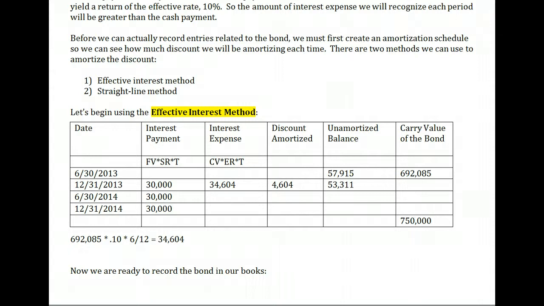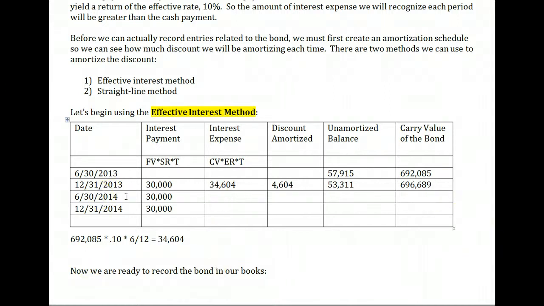So when we get to the end of that 5-year period, the carrying value of this bond will be $750,000 because that's the amount we physically have to repay to our investors. We have to write a check for $750,000 at the end of the bond's life. So the only way that we can go from 692 to 750 is to increase the value here. So we're going to take that 692,085 and add the 4,604 to it, and that brings us to 696,689. Again, we are a little bit off because we are rounding to the whole dollar here. So anytime you round, you have this issue.